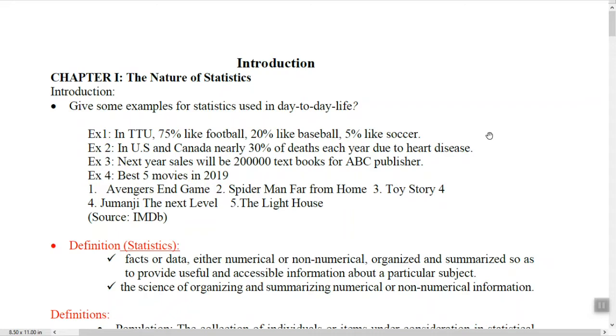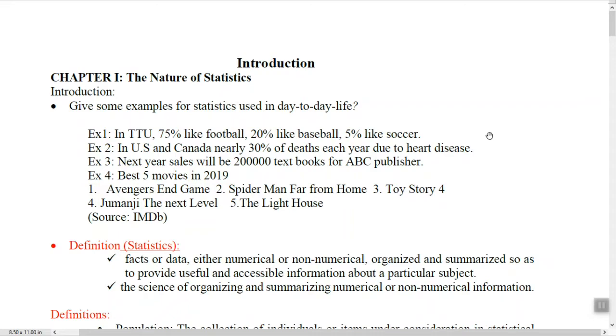Actually, in day-to-day life, we use these statistical methods a lot, but we don't recognize whether this is statistics, mathematics, or whatever. So let's see a few examples of what we are doing in statistics and how we are dealing with day-to-day life problems by using statistics.